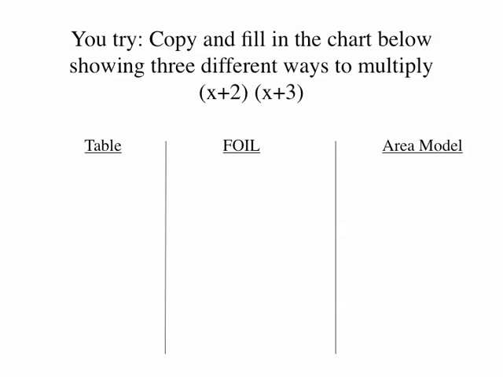Now what I'd like for you to do is to repeat the process from the previous slide, only show the connection in this case between x plus 2 and x plus 3. These are slightly different binomials. So draw out the table, show the FOIL method, and draw out the area model. I'm not going to show you the answers to these during the presentation, but we will go over them in class.